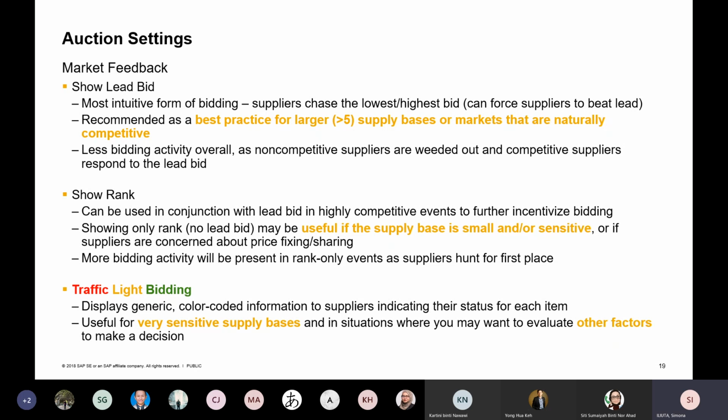Traffic light bidding is a new type of auction where you have the possibility to display generic color-coded information to suppliers, indicating their status for each item. What does this mean? It means that you're not showing rank, you're not showing the best leading bid, or you may show the rank and say, listen, you are very far away, you are red, or you are very, very close, you are green.